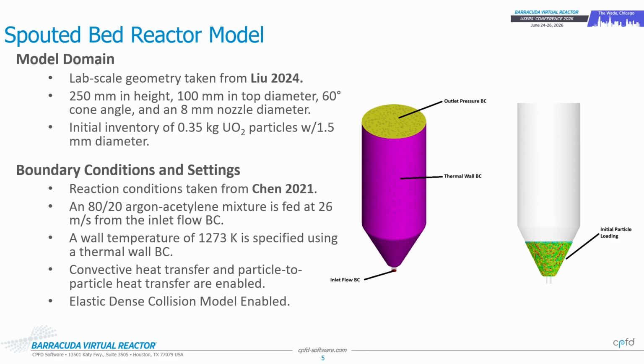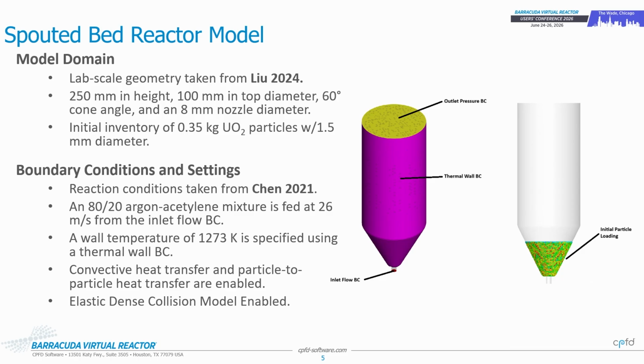The boundary conditions were taken from experimental work done by Chen. That would be the reaction temperature of 1273 Kelvin, as well as this 80-20 mixture by weight of argon and acetylene that's fed to the reactor at 26 meters per second through an inlet flow BC right in this 8 millimeter inlet nozzle. A wall temperature of 1273 Kelvin is applied through a thermal wall boundary condition. And convective heat transfer and particle-to-particle heat transfer are enabled.